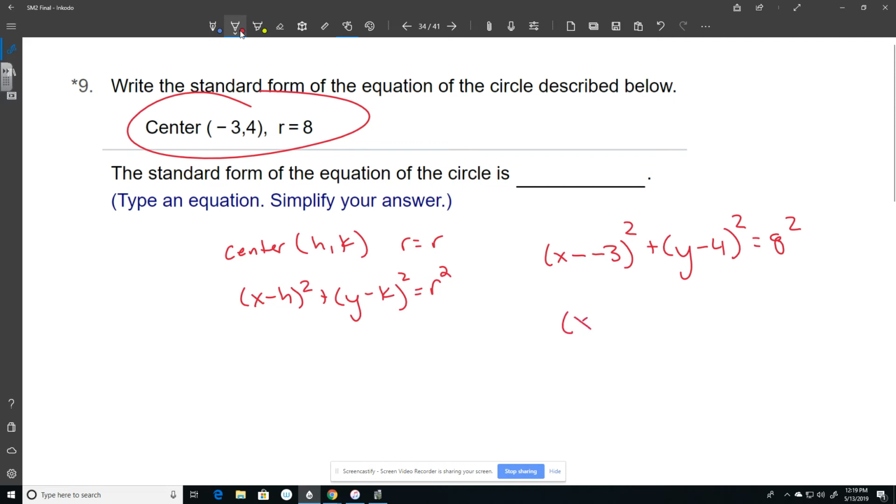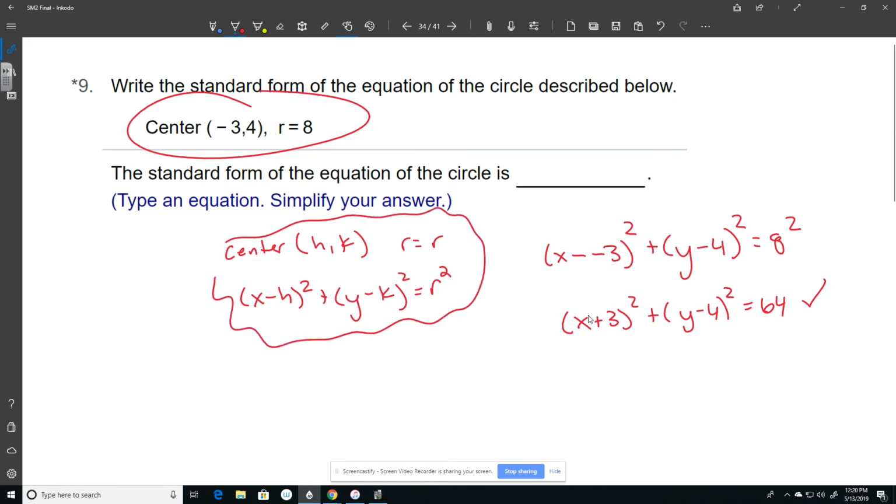X minus 3 becomes x plus 3 squared, plus y minus 4 doesn't change. And 8 squared we can simplify to 64. From here, don't FOIL, don't move anything around. This is what your answer should look like, an equation of a circle. Just make sure you simplify the numbers once you plug them into that formula. So this might be a good one to have on your note card. Those of you that weren't in class today, you can use a full page of notes, not just a 3x5 card. So you should have plenty of room to have some examples and formulas on there.